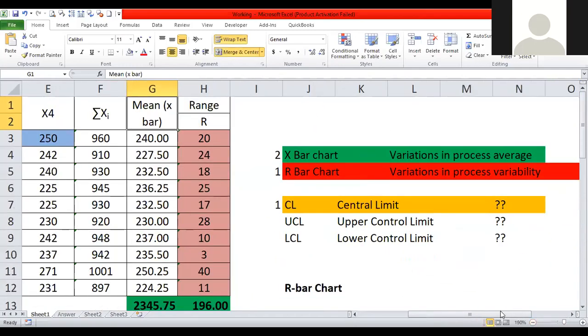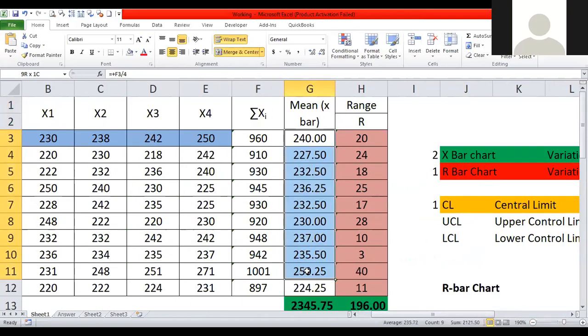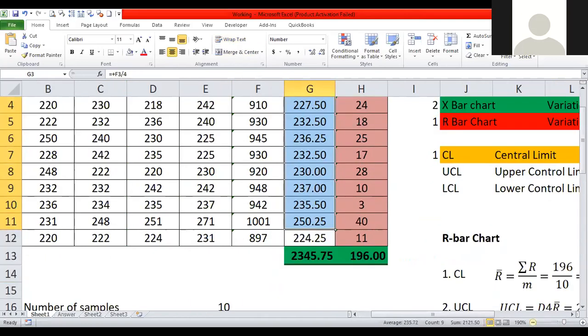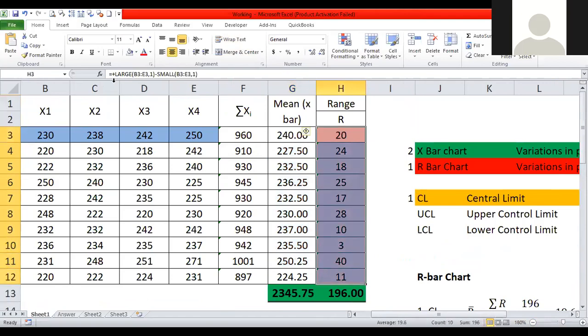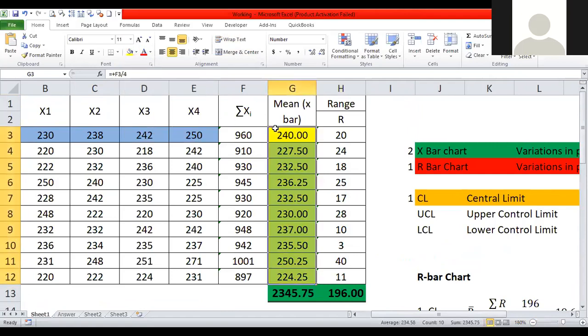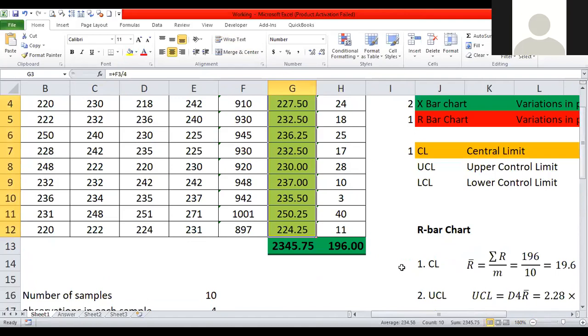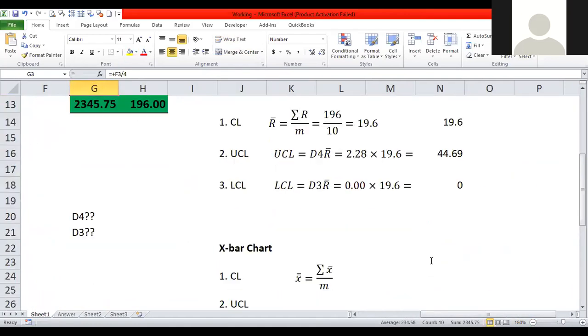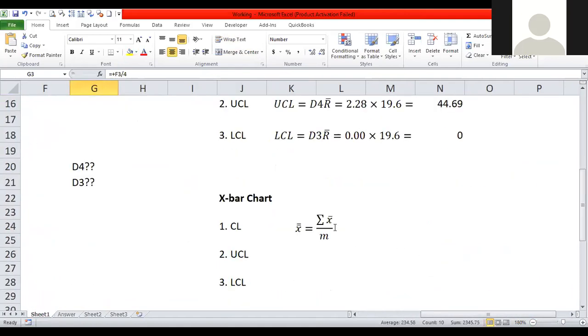In our data, this is the X bar data. So already we have calculated the average. Again, we have to calculate the average of these averages. The second time we are calculating the average, therefore it's called X double bar. So using this formula, can you tell me the answer? What is the central line?